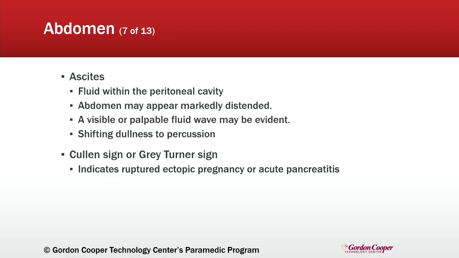Cullen sign or Grey-Turner sign are both indicative of a ruptured ectopic pregnancy or acute pancreatitis. Both of these are very serious issues, which will be talked about more later when we get into the abdominal emergency section of the class, which is sometime in Care 3. But those two signs are typically ominous signs, bruising around the belly button.